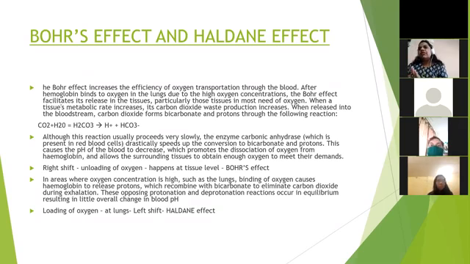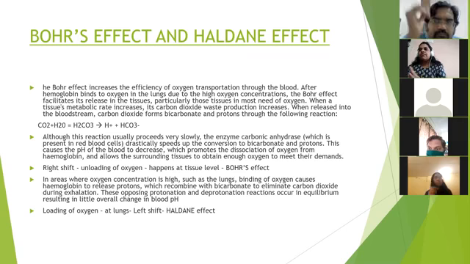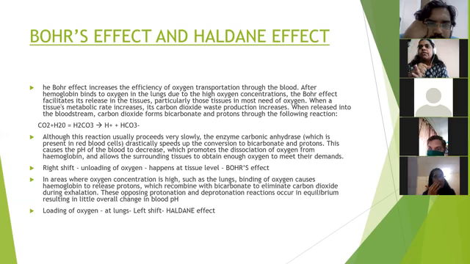Bohr's effect increases the efficiency of oxygen transportation through the blood. After hemoglobin binds to oxygen in the lungs due to high oxygen concentration, the Bohr effect facilitates its release in the tissues, particularly those tissues in most need of oxygen. When a tissue's metabolic rate increases, its carbon dioxide waste production increases. This released carbon dioxide bonds with water to form bicarbonate, which dissociates into a hydrogen ion and HCO3 ion in the RBC. That's how the RBC gets protonated.